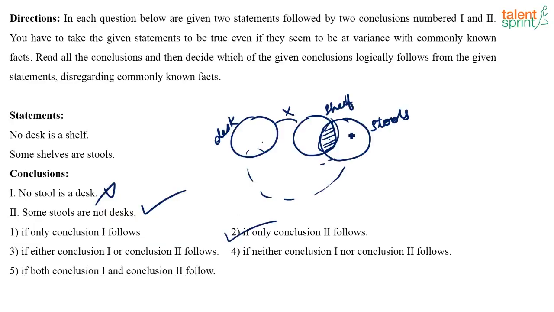See, some stools are not desks. The stools which are shelves are definitely not desks, correct? Because shelf and desk are disjoint, you know for sure. So conclusion 2 follows for sure. Conclusion 1 does not follow. So what will be the correct answer? The correct answer will be option 2. Only conclusion 2 follows.